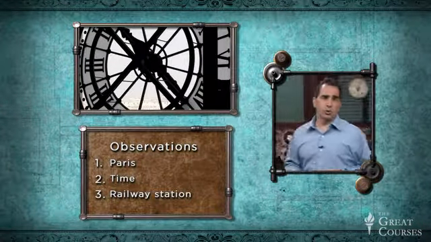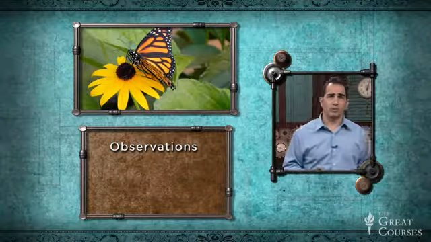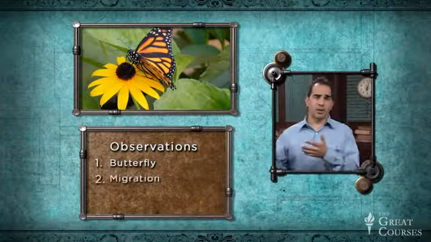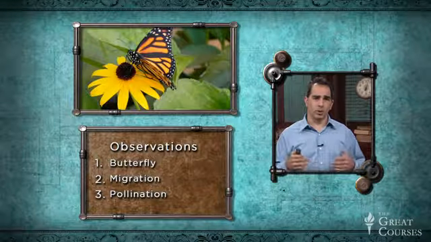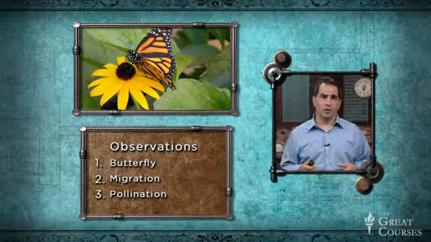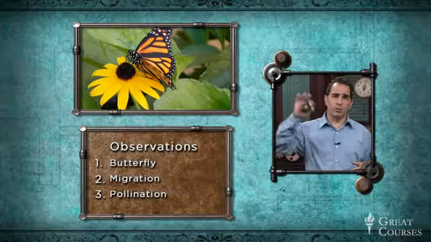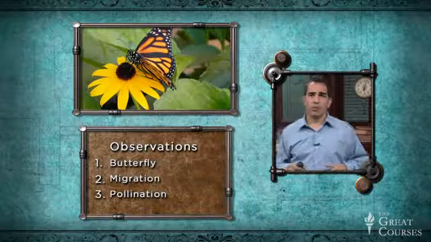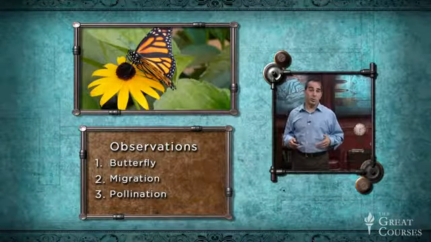Next, we go to our third photograph. This was the photograph of the butterfly on the flower. Our observations might have been butterfly, migration, pollination. What new ideas might we get when we consider the word migration? Well, we might suggest following a butterfly as it's migrating through the web pages as someone visits the website and makes an order. From pollination, we might say reward customers for sharing the website with others.